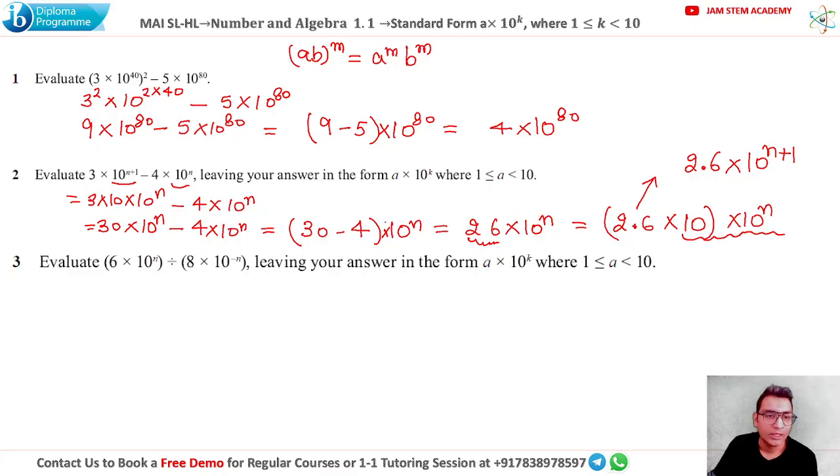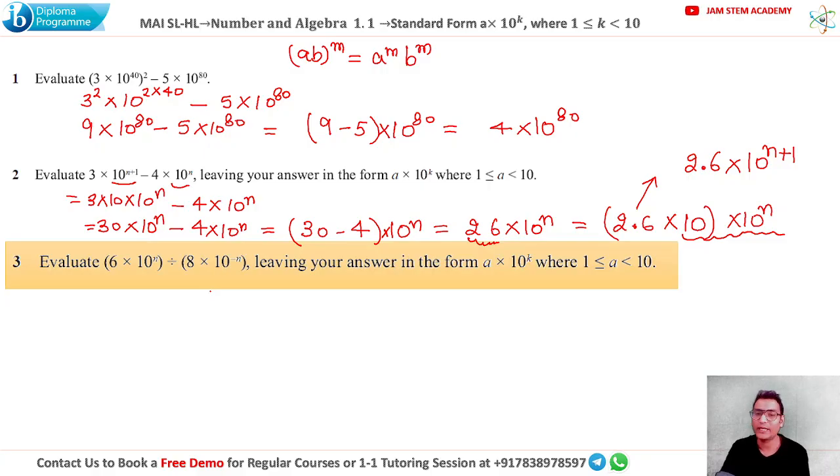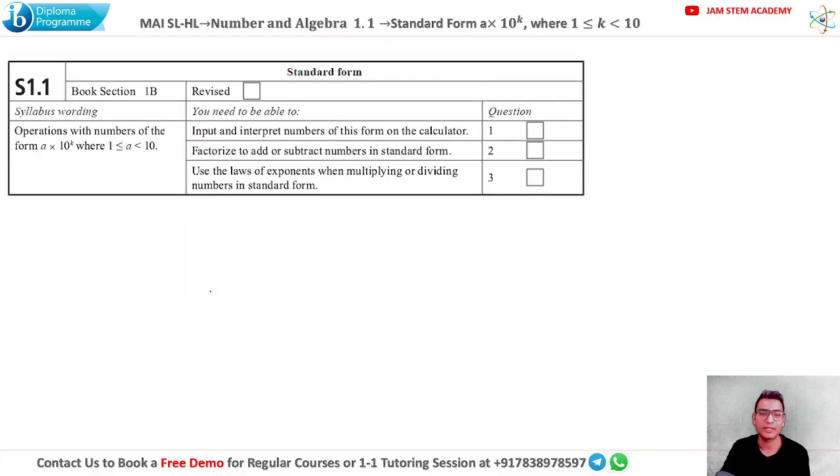Next, this one. You can try this question by the way all by yourself. It says 6 times 10 to the power 9n divided by 8 times 10 raised to the power minus n. And again, you have to leave your answer in terms of this standard form, a times 10 raised to the power k. Okay, so I'm giving you this question as homework. Try this question all by yourself. Write down the answer in the comment box, and if you have any other doubt, you can ask me in the comment box also.